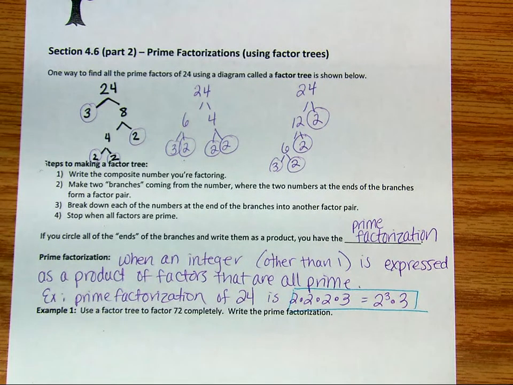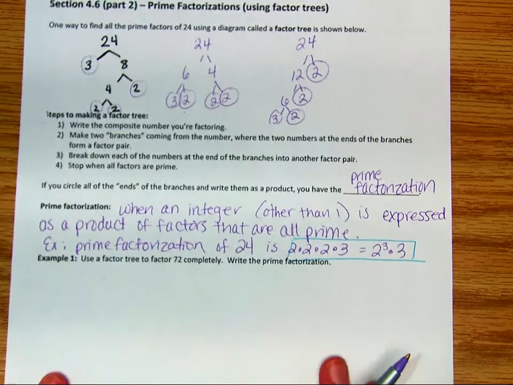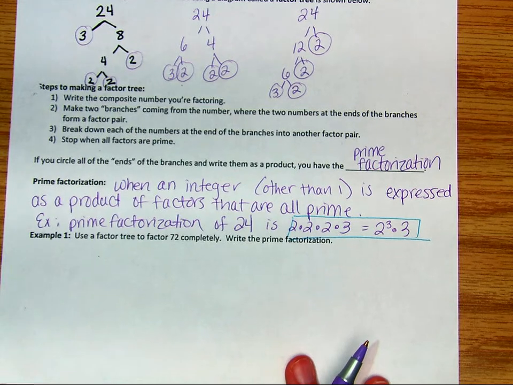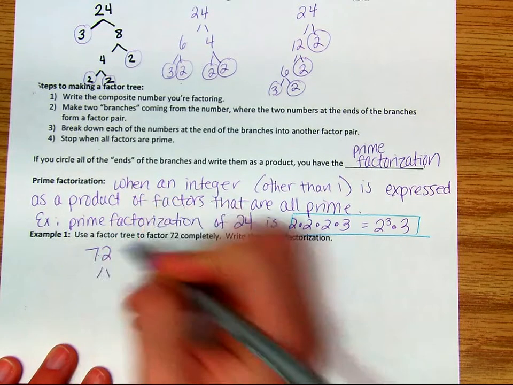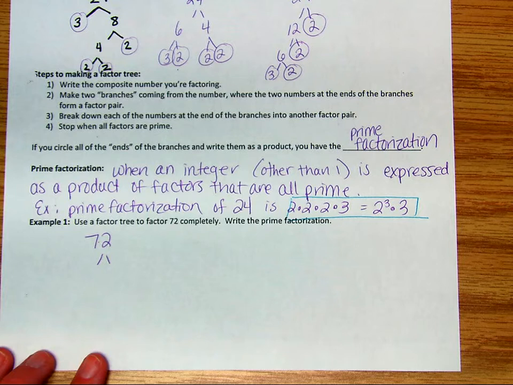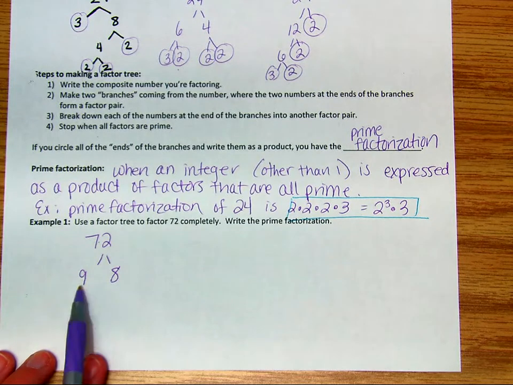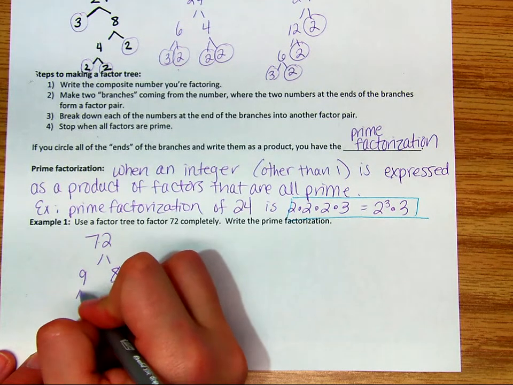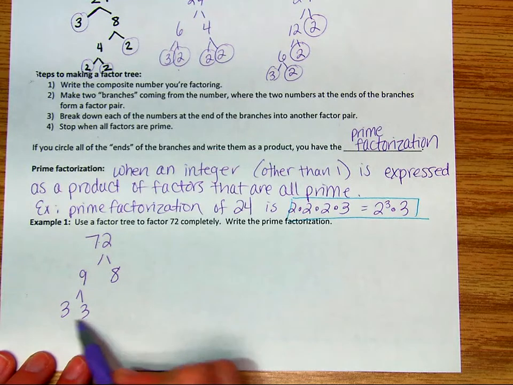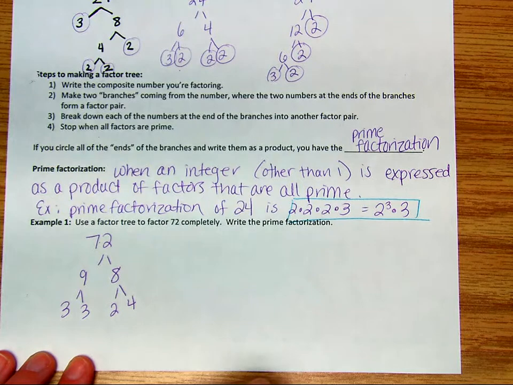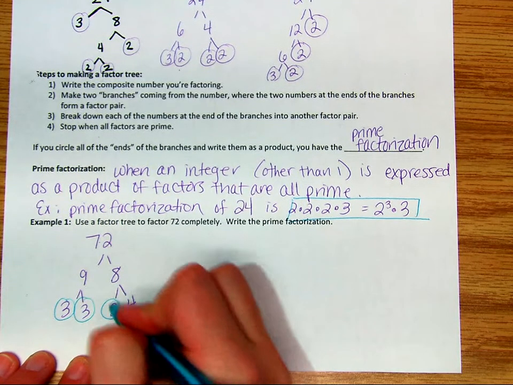So let's try an example. It says use a factor tree to factor 72 completely, and then write the prime factorization. So we're going to start by making a factor tree with 72. Now you could start with any factors you wanted to. I'm going to start with, let's say 9 times 8, because that's maybe just the first one I thought of. 9 times 8 is 72, and then 9 can be broken down into 3 times 3. Both of those are now prime, so I stop there. 8 is just 2 times 4, and then 4 is 2 times 2. Now I have all prime numbers at the ends of my branches.